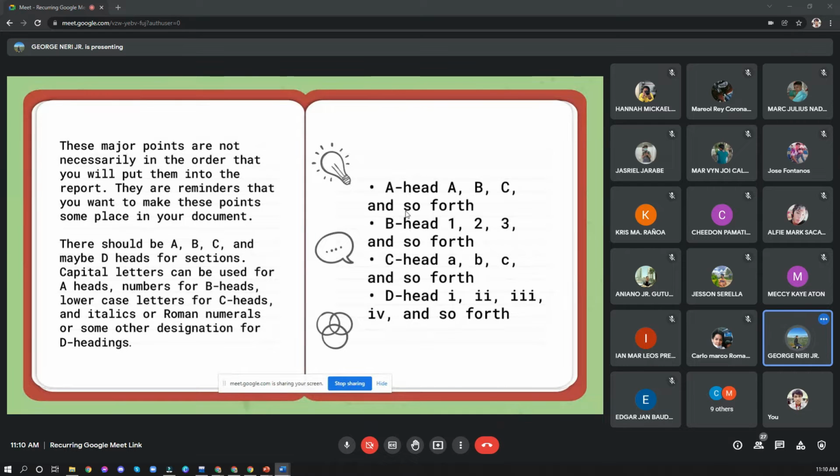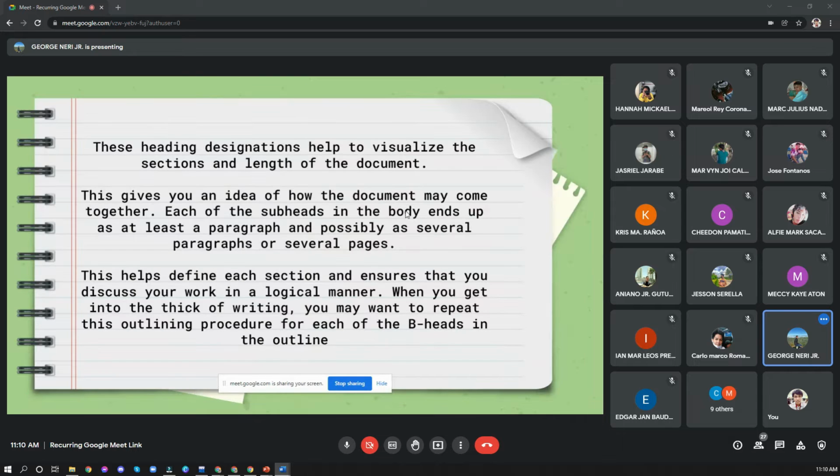So A head is A, B, C, and so forth. B head is 1, 2, 3, and so forth. C head is a, b, c, and so forth. And D head is i, and so forth.